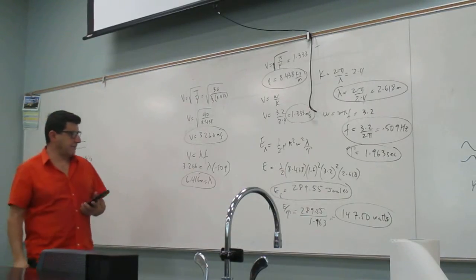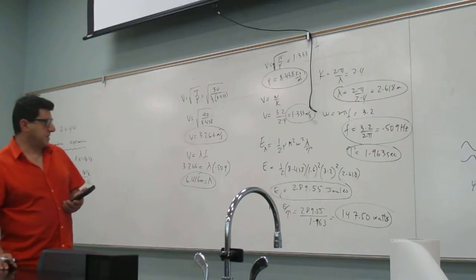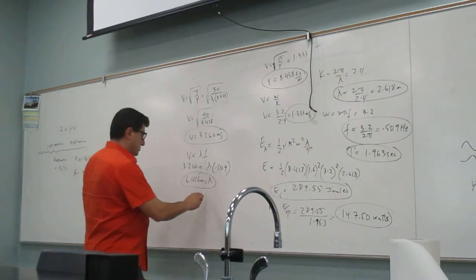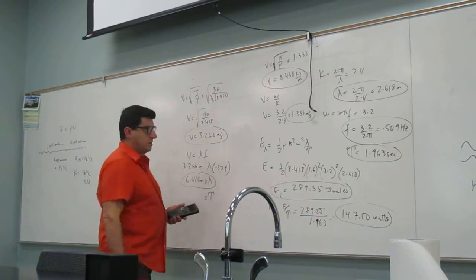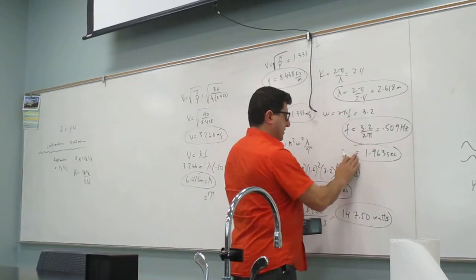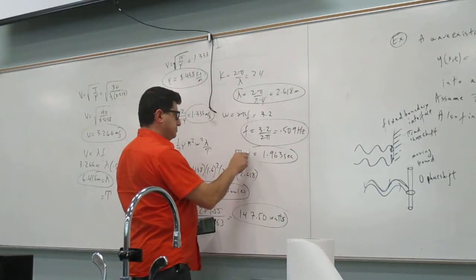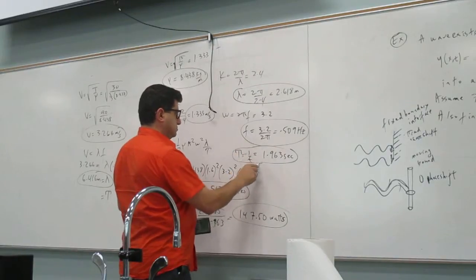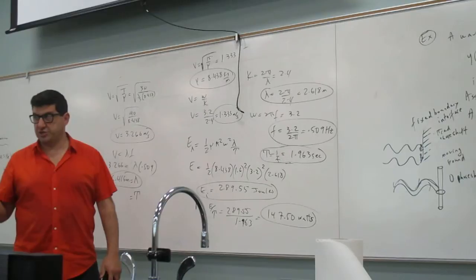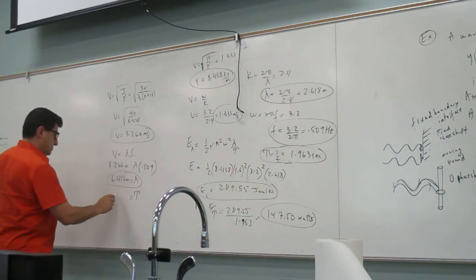Okay, then what else happens? How about the period? Does that change? How did we get the period? By inverting the frequency, right? By inverting the frequency. So if the frequency doesn't change, the period doesn't change. So 1.963.